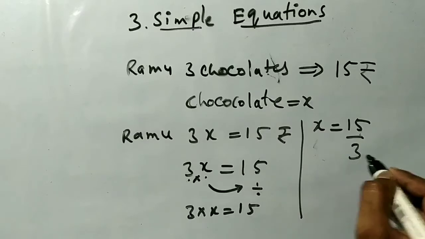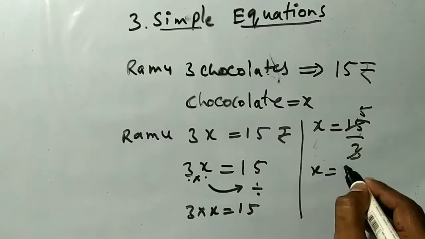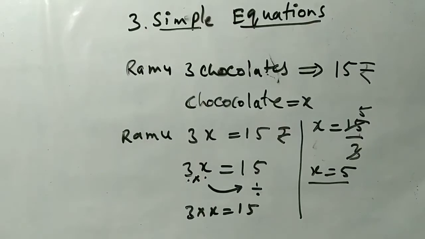So 3 fives are 15. x is equal to 5 rupees. We get it simply from the equation. Compared to substituting values one by one until the answer comes, this is one of the easiest methods to solve equations.